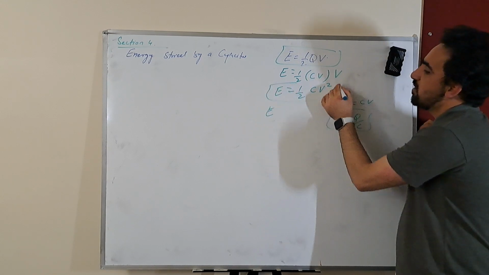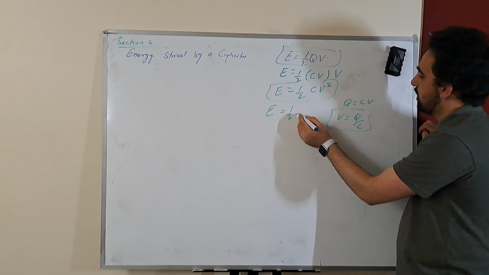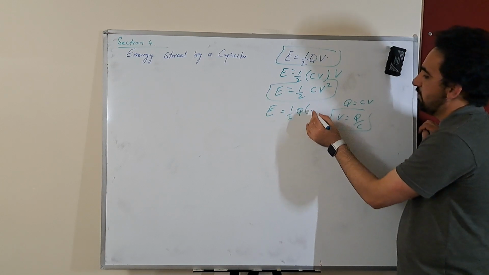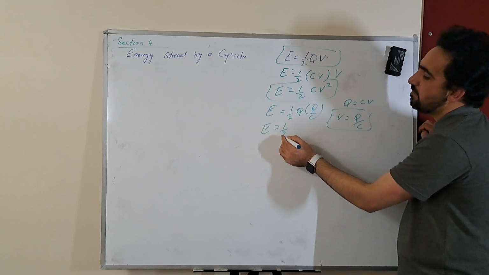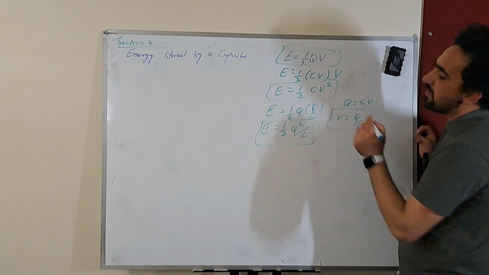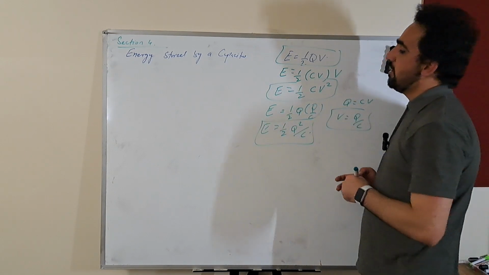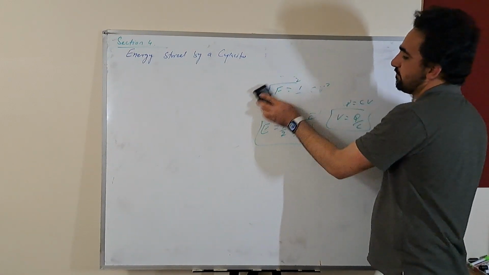This is another formula. Energy is equal to 1 by 2 Q divided by C. So energy is equal to 1 by 2 Q square divided by C. So that's the third formula that we can use to find the energy stored in a capacitor. Okay.